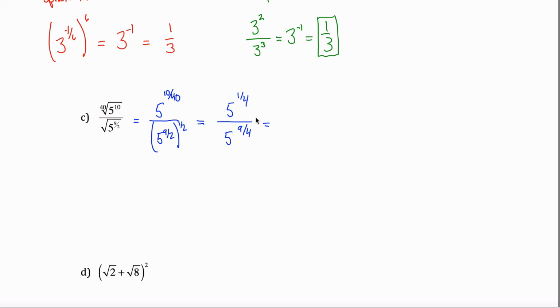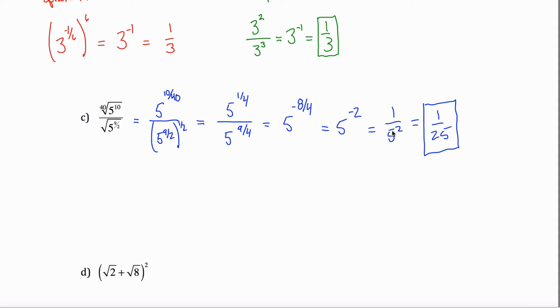So now I'm in a circumstance where I could subtract these exponents. I could take 1/4 and subtract 9/4, and that would leave me with negative 8/4, aka negative 2, which is the same as 1 over 5 squared, or 1/25.